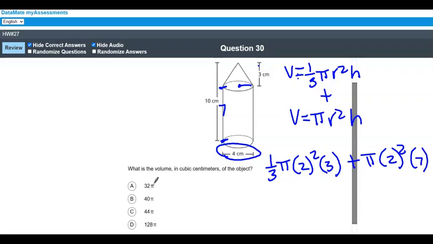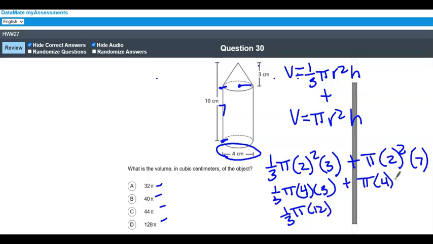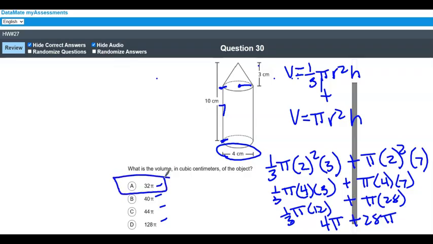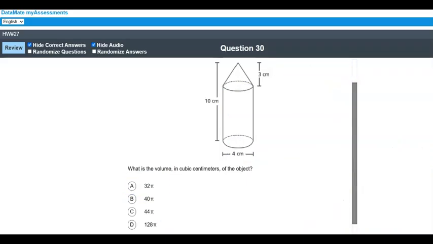It says to leave all the answers in terms of pi. So let's see, I'm going to get 1/3 pi times 4 times 3, which gives me 1/3 times pi times 12. And over here I'm going to get pi times 4 times 7, or pi times 28. And it looks like 1/3 of 12 is 4. So 4 pi plus 28 pi is going to give me 32 pi. And that concludes homework 27.